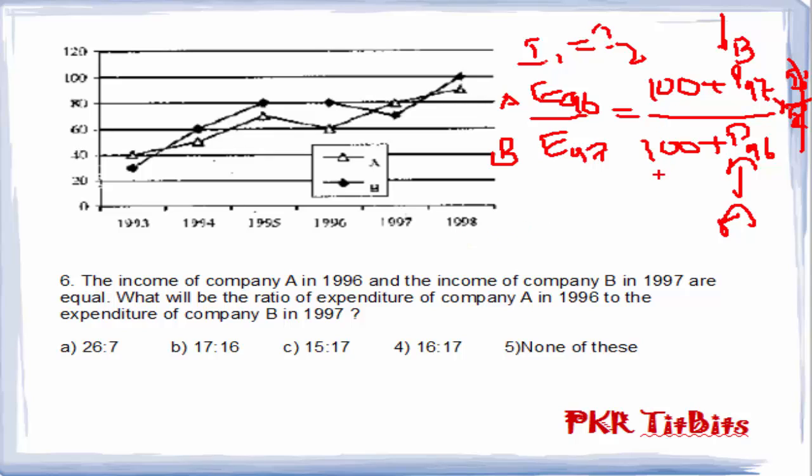So directly we get 100 plus the profit of company B in 97. Company B is represented by this symbol, so the profit is between 60 and 80. We can take it as 70, so it comes to 170, since 100 plus 70 is 170. Company A is represented by the triangle, and in 96 it is 160. So we can deduce that the answer is option B.